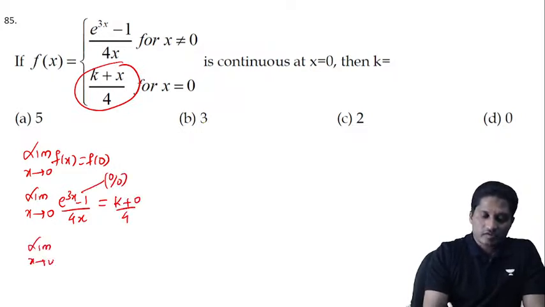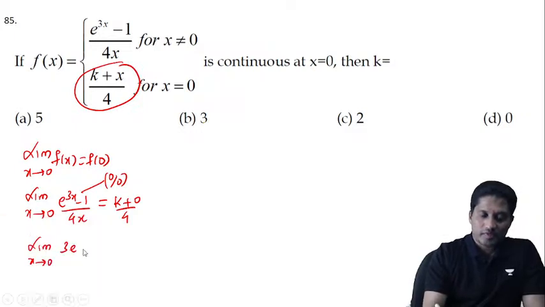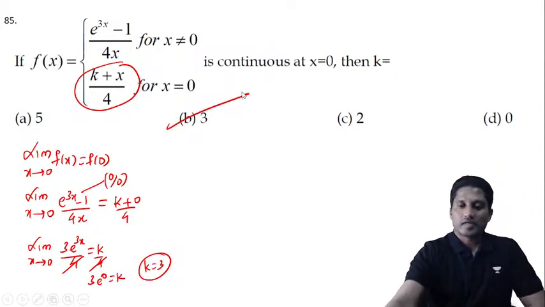Limit x tending to 0, 3 e power 3x, differentiation of 4x is 4, is equal to k by 4. This 4 and 4 cancels. x is tending to 0, 3 e power 0 is equal to k. So k is equal to 3. Answer is option B. Right.